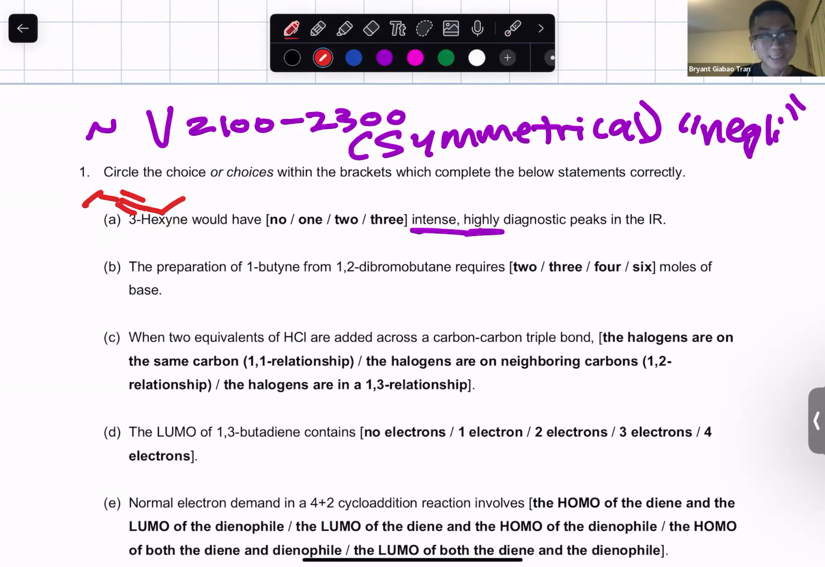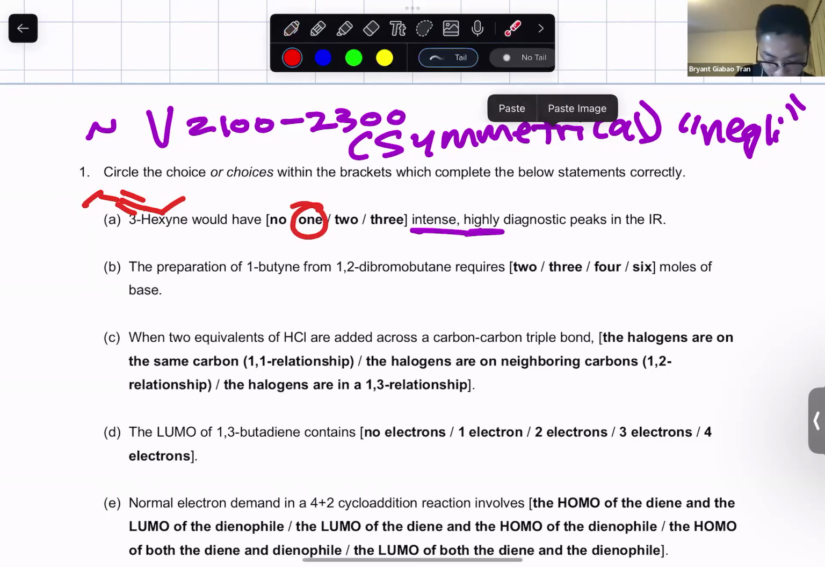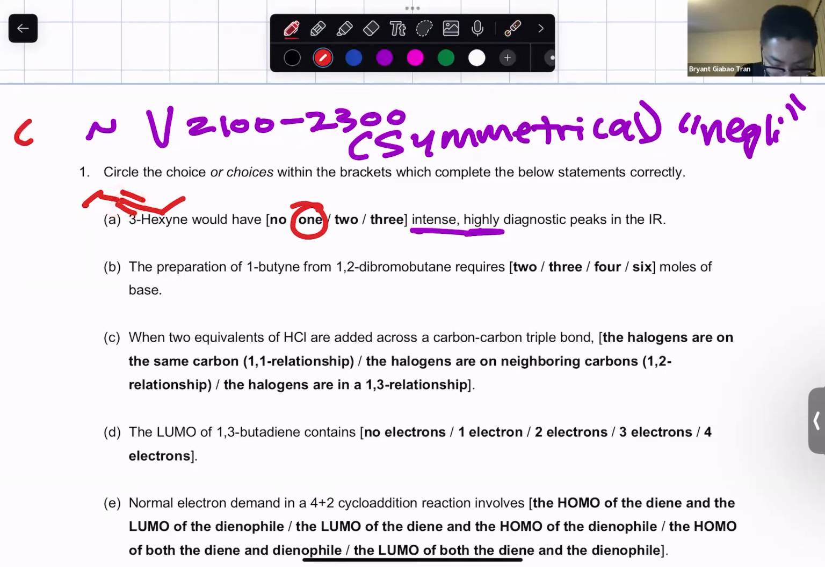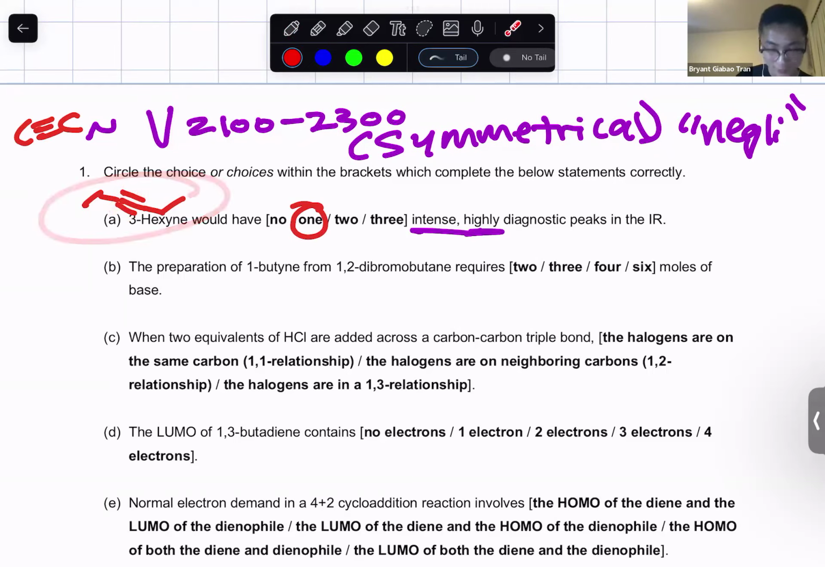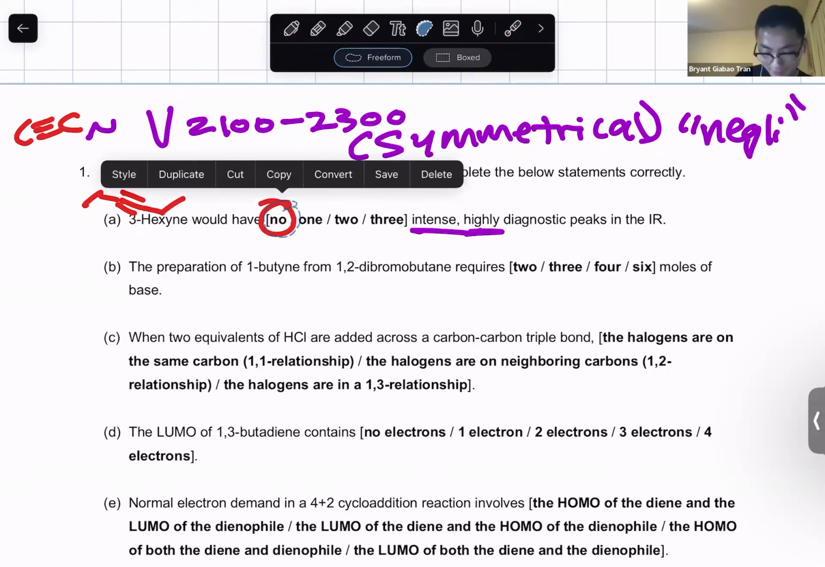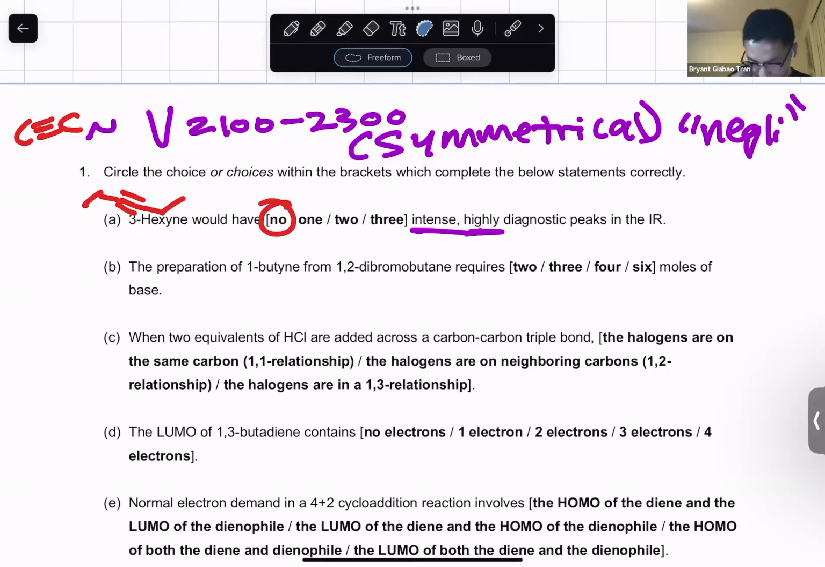I didn't know about that until he released the key. I also put 1 because I always thought that this triple bond there would always have a sharp peak at 2100 right there. I was never tested on that concept, like the symmetry reduces the intensity of the peak. I always saw that sharp peak there at 2100 on all the triple bonds, but I didn't know that symmetry reduces the intensity of the peak. I got this one wrong when I tried it. So that is no diagnostic peak right there. Right.